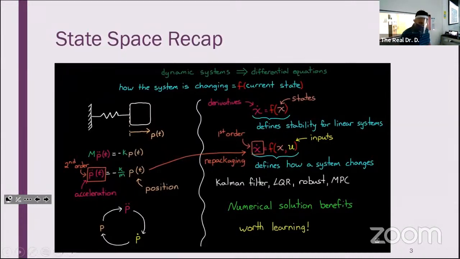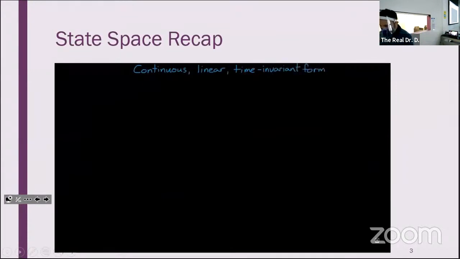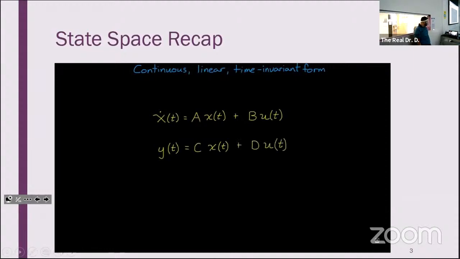Now let's take a moment to look at the state space equations in more detail and try to make a little sense of them. For this, we'll focus on the continuous form for a linear time invariant system. There are two equations. The first one is the state equation, which we've already developed a little intuition around, and the second equation is the output equation, which I'll get to in just a bit.